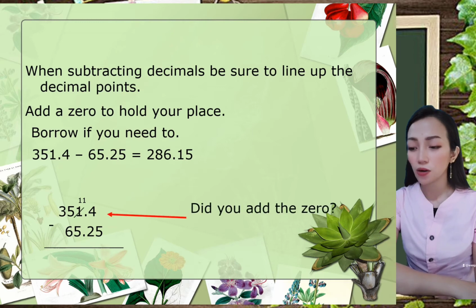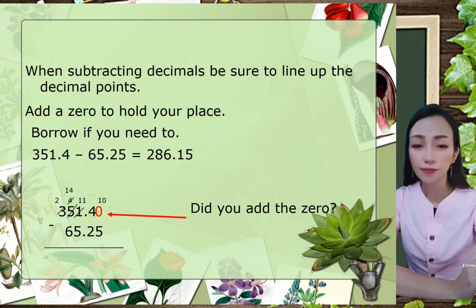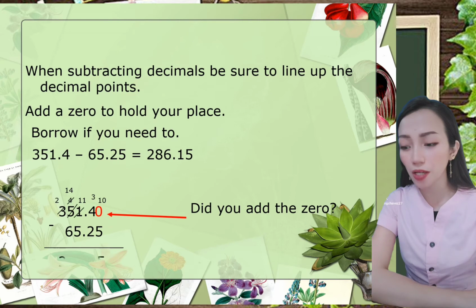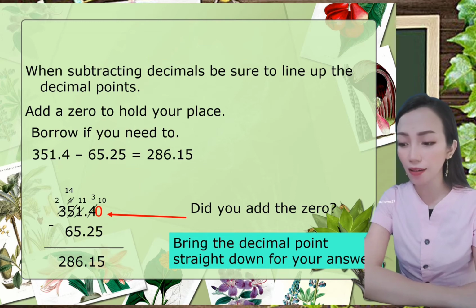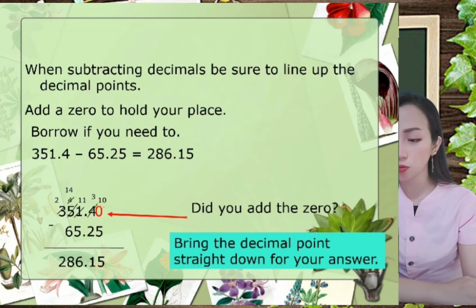Add 0 para may katapat yung 0.25. And then, meron tayong tinatawag na borrowing. 0 minus 5 cannot be. So, magbaborrow sa katabi, yung 4 magiging 3, and yung 0 ay magiging 10. And 10 minus 5 equals 5. And then, yung 4 ay magiging 3 na lang. 3 minus 2 is 1.